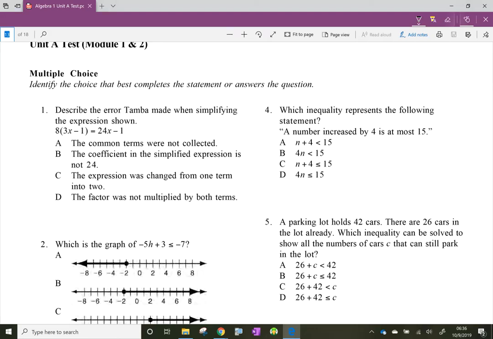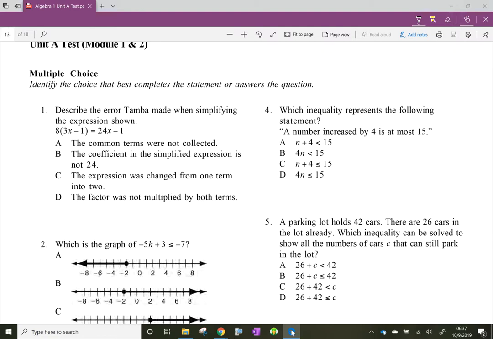Hey guys, what I'm going to do here is go over a different version of the test, and I'm going to talk you through all these questions to help you with your corrections and help you prepare for a test retake. So make sure as you're going through this that you're writing all these problems down to turn in, because once you've done these problems and you've turned it in, then I'll let you do your test retake. Okay? So starting with number 1, describe the error Tamba made when simplifying the expression shown below.